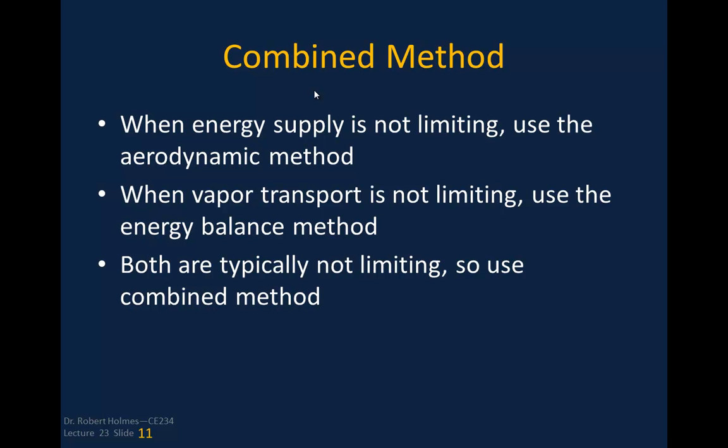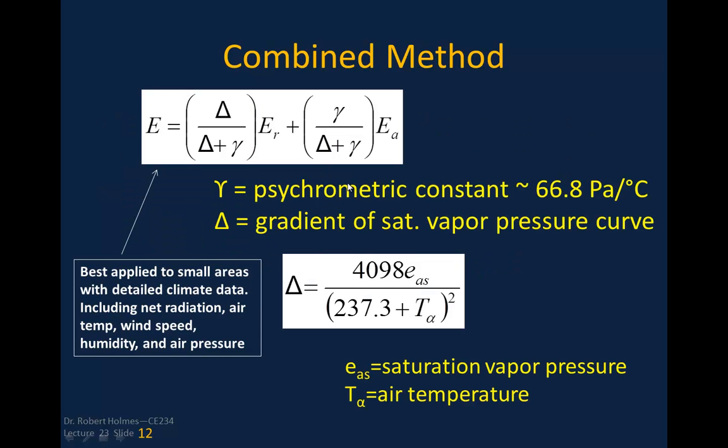You're going to use a combined method when they both are not limiting. If the energy balance supply is limiting, you're going to use the energy method. When the air transport, the vapor transport, is limiting, you're going to use the aerodynamic method. And so if we look at that, we can use the combined method.